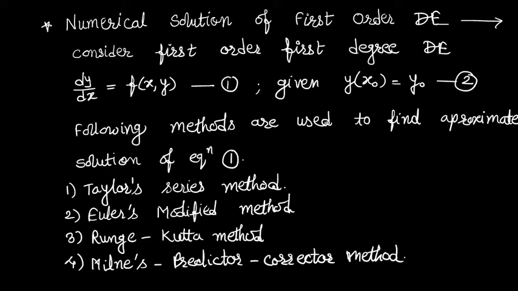We solve this equation 1 by different methods: Taylor series method, Euler's modified method, Runge-Kutta method, Milne's predictor corrector method. Then there are so many methods, Picard's method and so on. But in this video, we are going to discuss the second method, that means Euler's modified method.